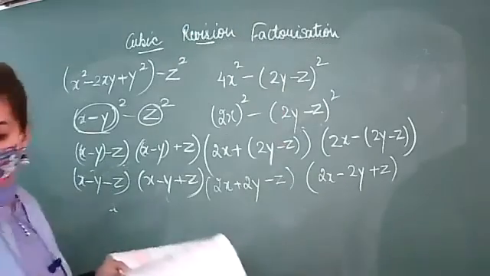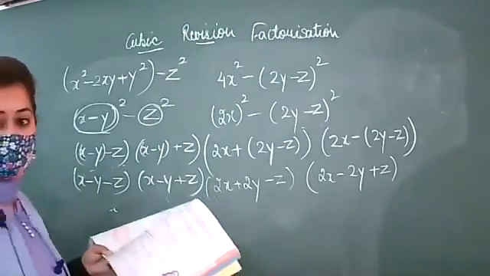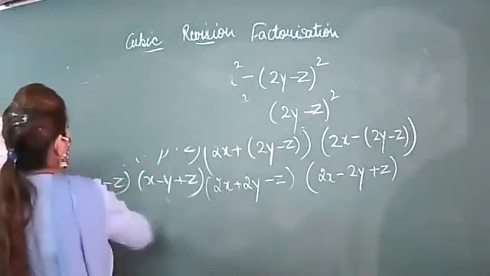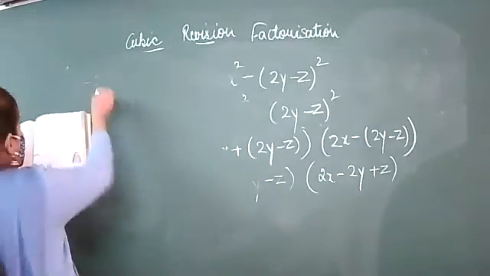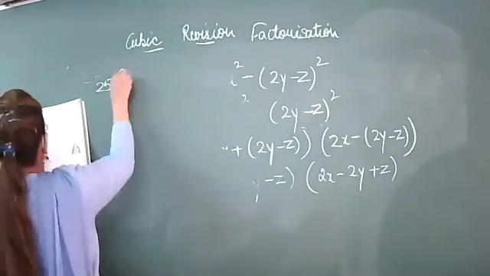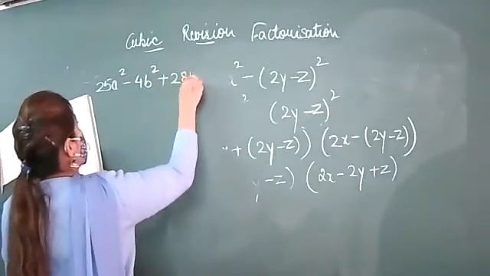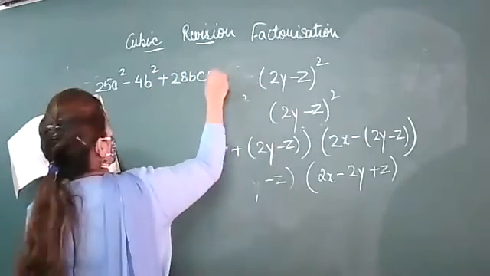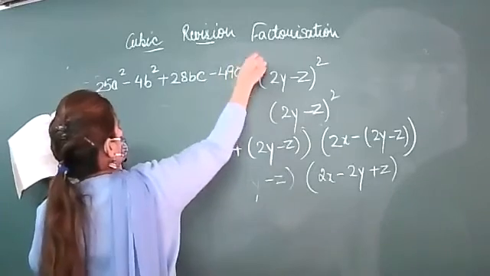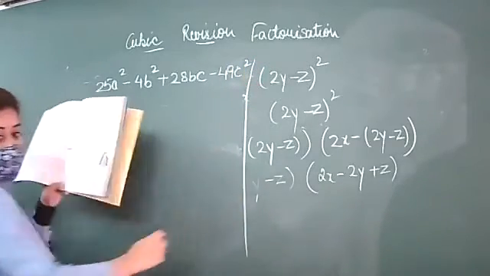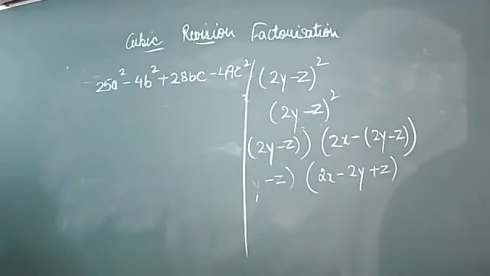25a square minus 4b square plus 28bc minus 49c square. Be careful.